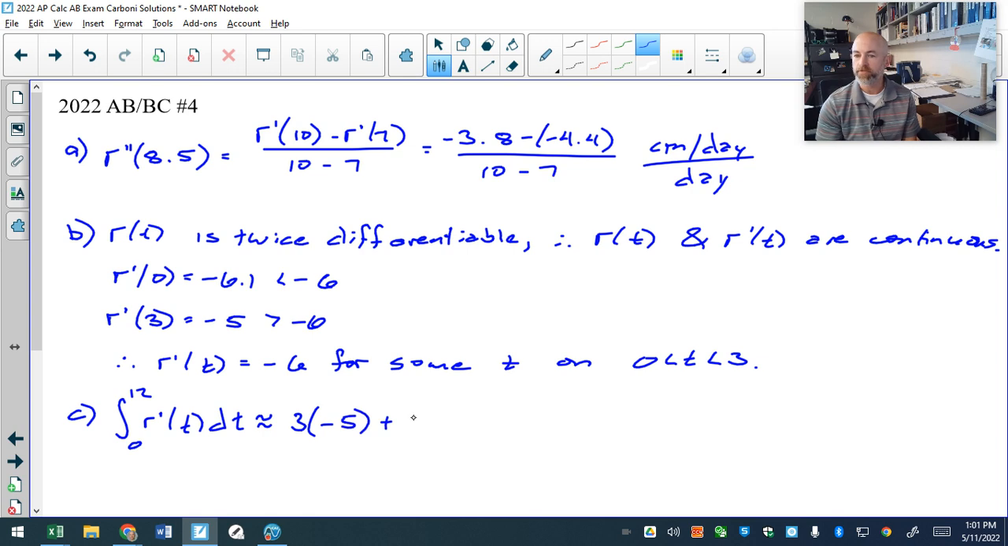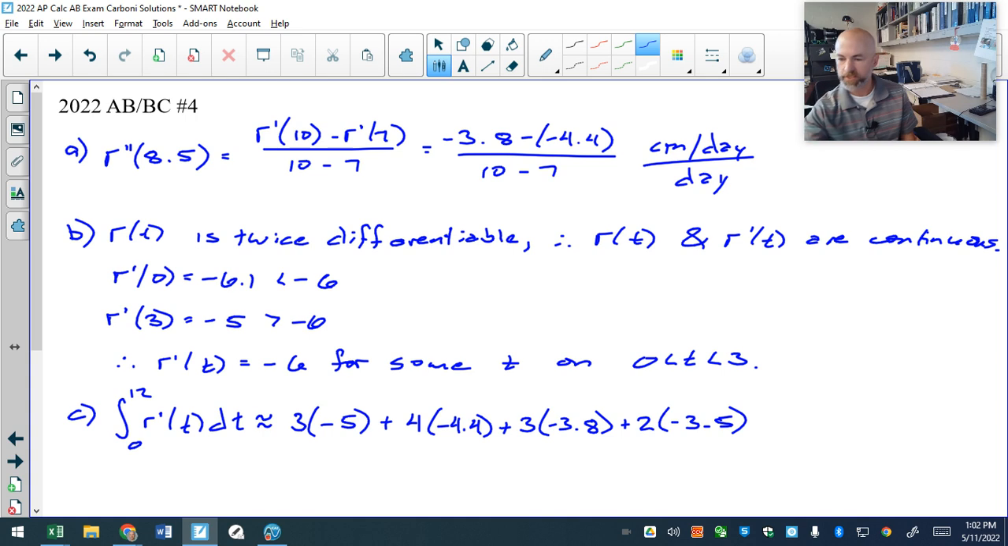My next interval from 3 to 7, that is an increase in 4. Your delta t is 4, and the right side function value is negative 4.4. My next interval from 7 to 10, that's delta t of 3, and the right side function value is negative 3.8. And lastly, from 10 to 12, that is a delta t of 2 and a function value of negative 3.5. Do they ask you to indicate units?